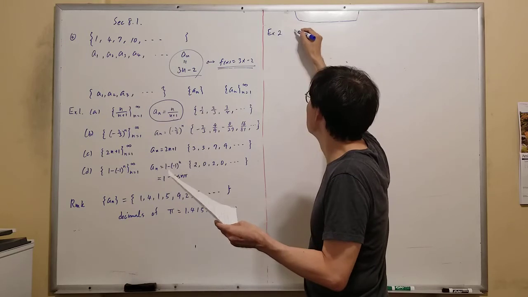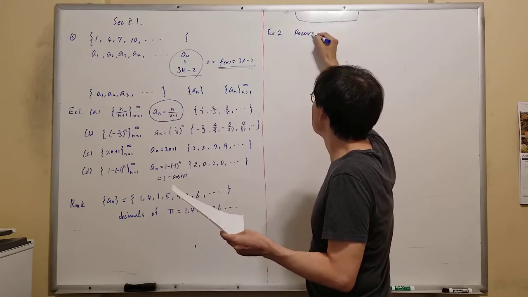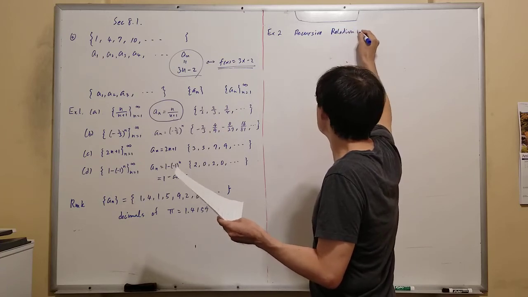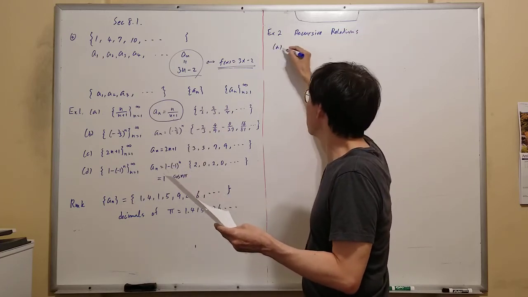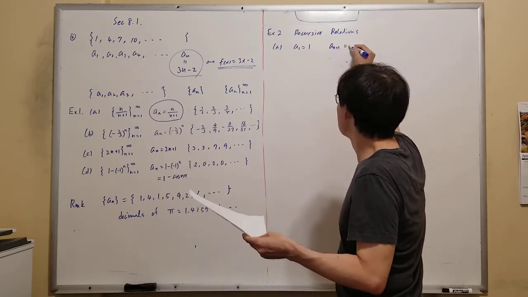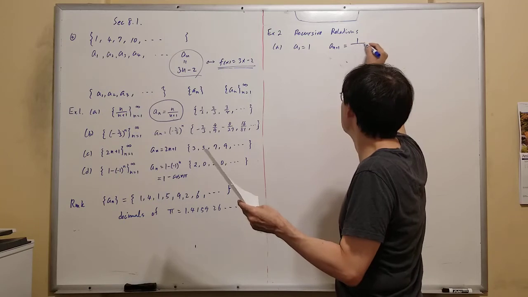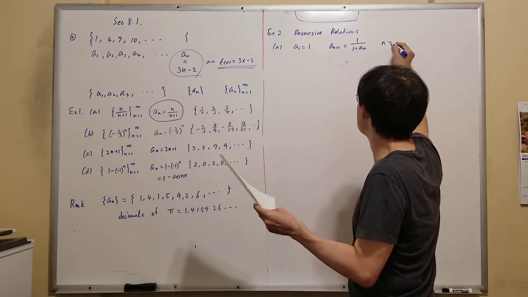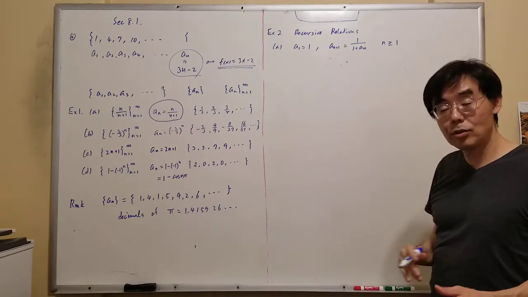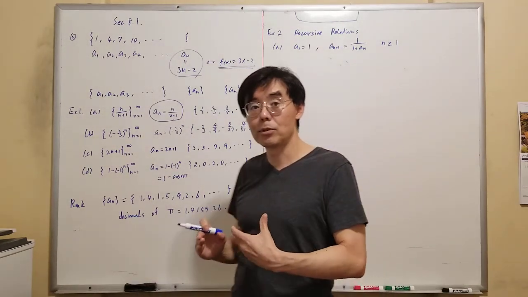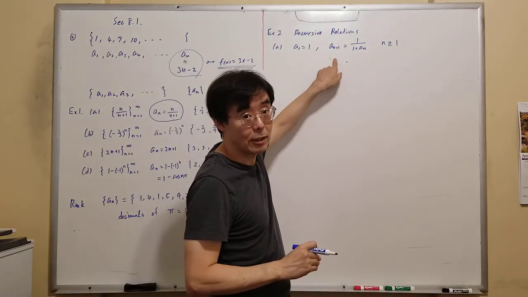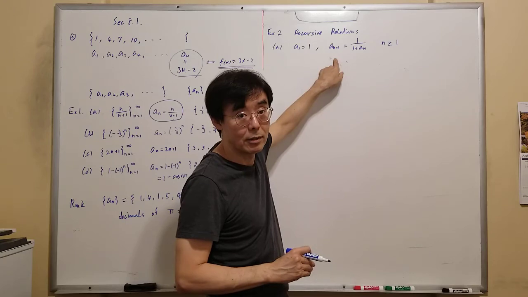Example 2, recursive relations. For example, a1 equals 1, a n plus 1 equals 1 over 1 plus an. So this one gives you the relations between two consecutive terms. So if you know the nth term, then you can calculate the next term, a n plus 1. Okay?